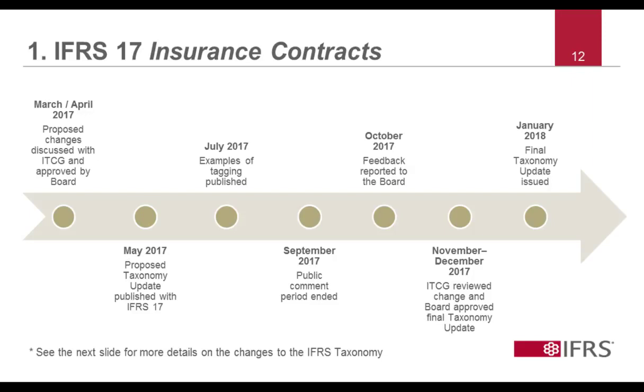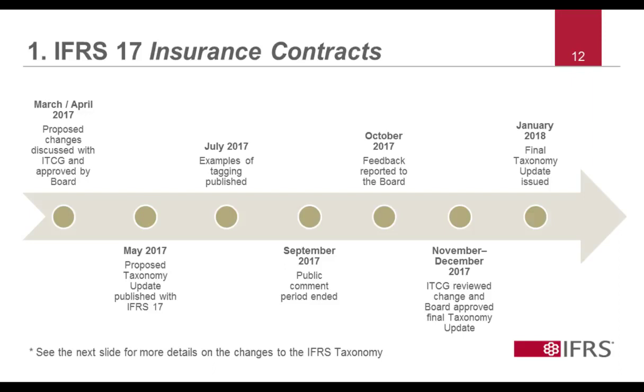Now, let's start with the changes related to IFRS 17 insurance contracts. The slide highlights the due process steps taken before the update was included in the annual IFRS taxonomy. It has most of the steps that Anne already described on the previous slide. So the proposed changes to the IFRS taxonomy were discussed with the ITCG, that's our consultative group, and board prior to publishing the proposed taxonomy update.